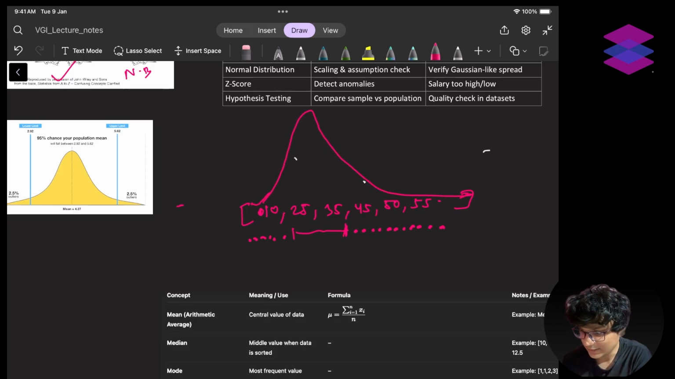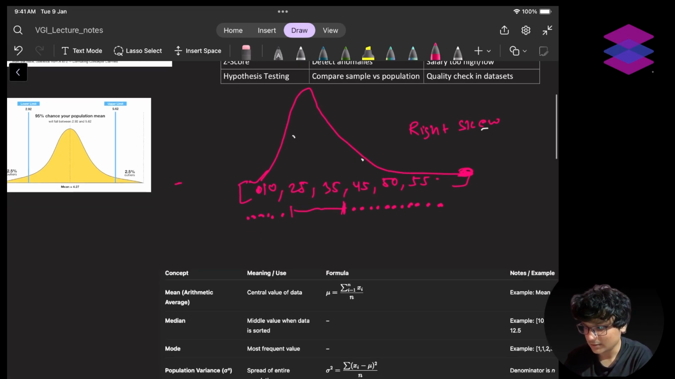Something like this, where the tail of this curve is towards the right, okay. So that is why it is a right skew, where my tail is towards the right. And suppose the inverse of it looks something like this, where my tail is towards the left, okay. So this is my left skew, okay.